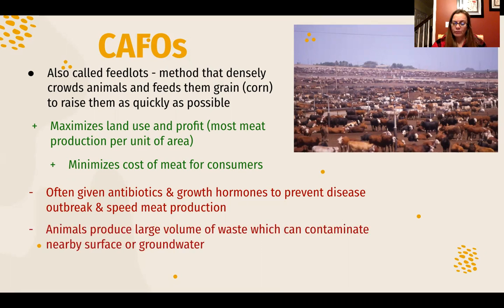With all these animals in one space, there's a large amount of waste, and that waste is collected in one place rather than being spread out as it would be if the animals were grazing. That large volume of waste, if it's not well contained, can contaminate nearby surface waters, or if it seeps through the ground, can contaminate groundwater.